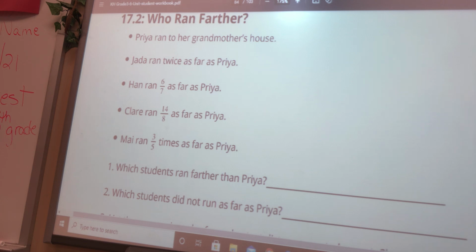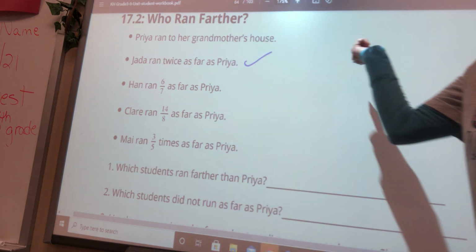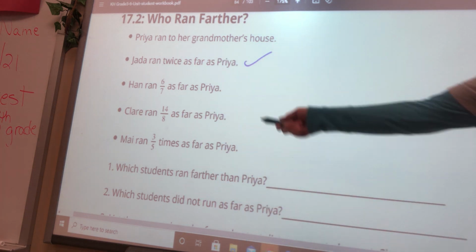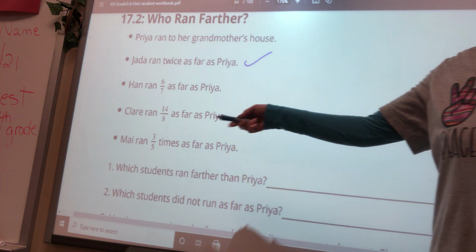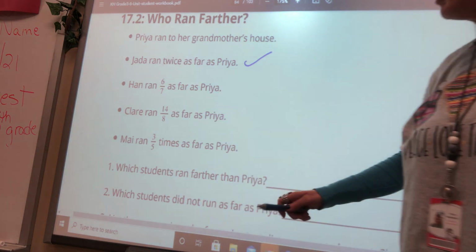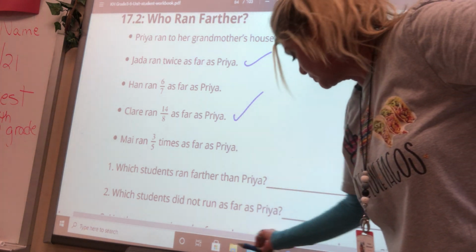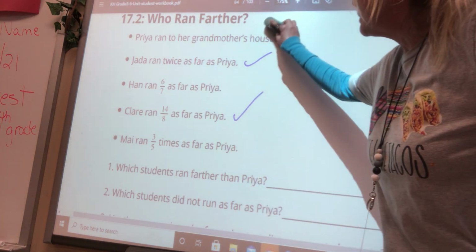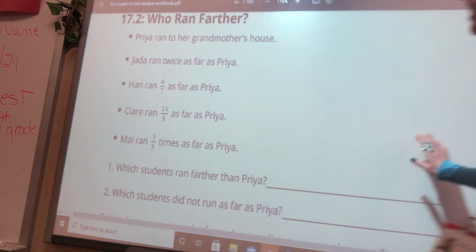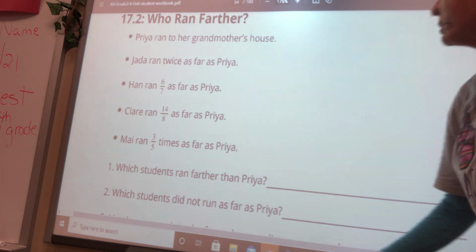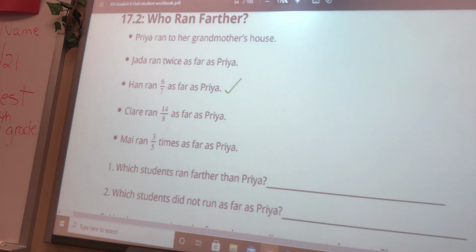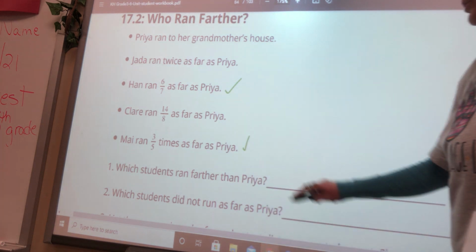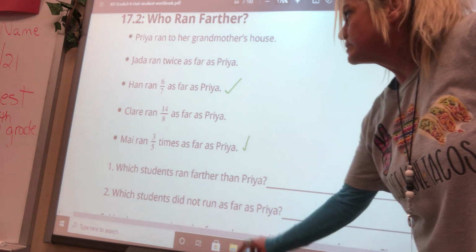Jada and Claire. We know Jada did because it says she ran twice as far. And how do we know Claire did? Because it says 14/8 as far as, that's like a whole. Because it's going to have wholes, isn't it? Okay, so those two ran farther than Priya. So which ones didn't run as far as Priya? The ones that are only 6/7 as far as her and 3/5 as far as her.